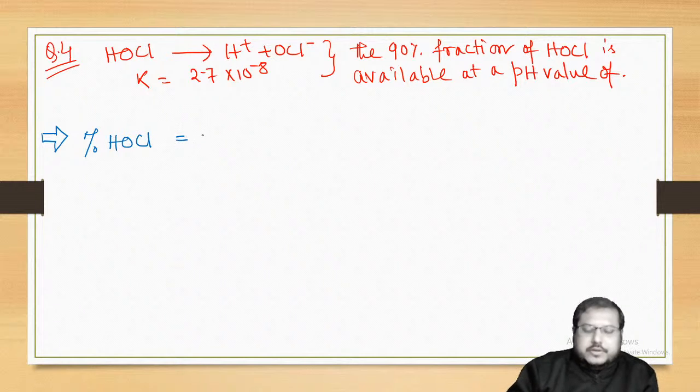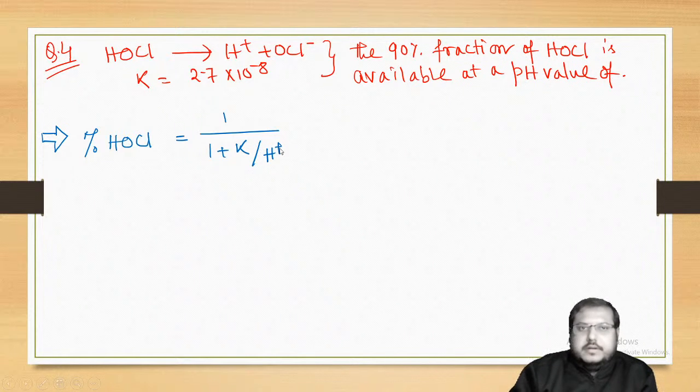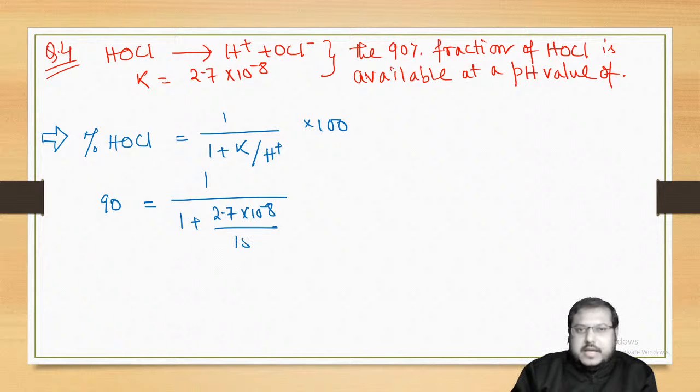Percentage HCl is equal to 1 by 1 plus K by H plus, into 100. So it's 90% HCl that is available when 1 by 1 plus K value, 2.7 into 10 to the power minus 8, by H plus.